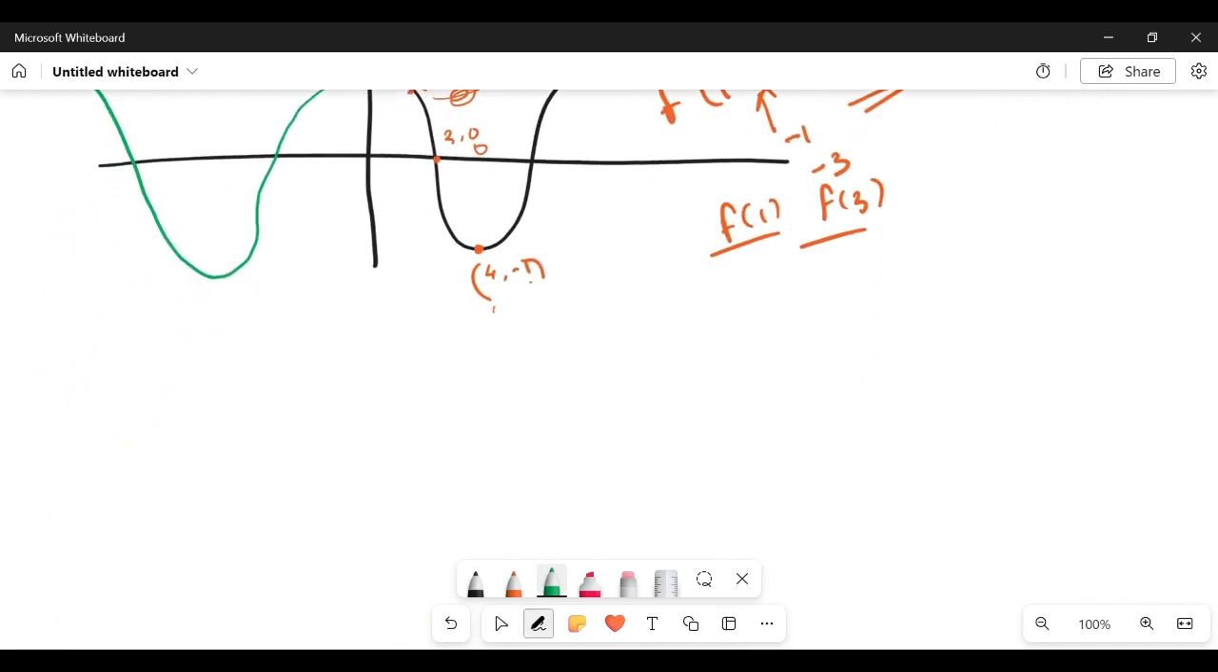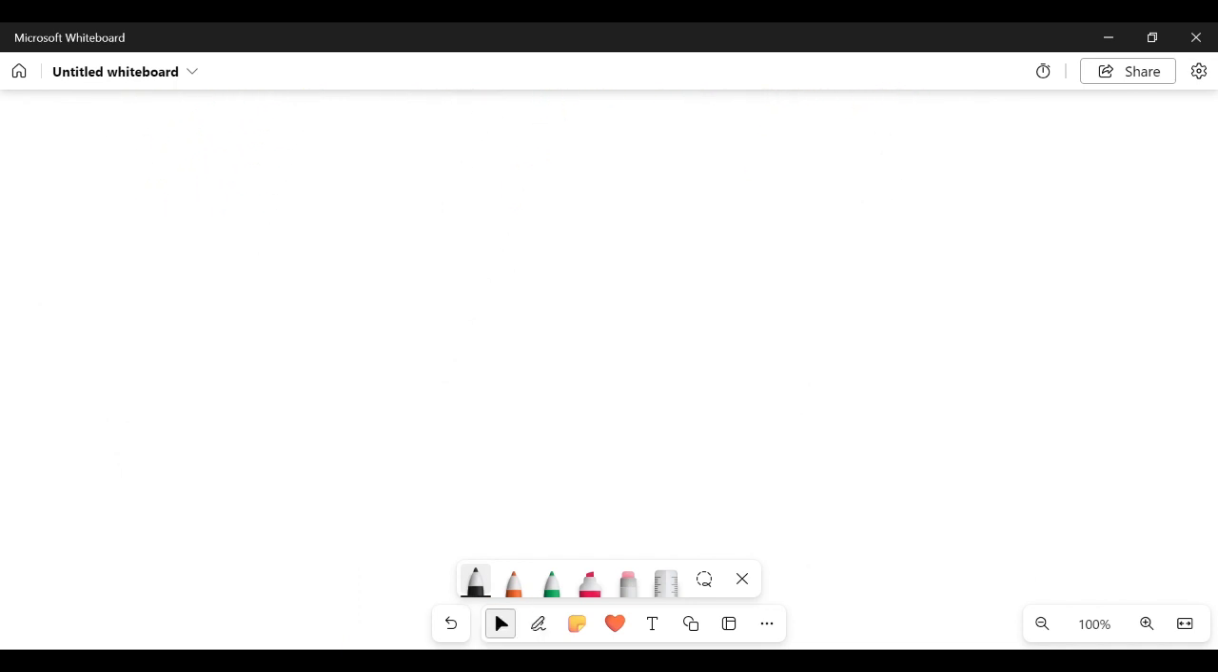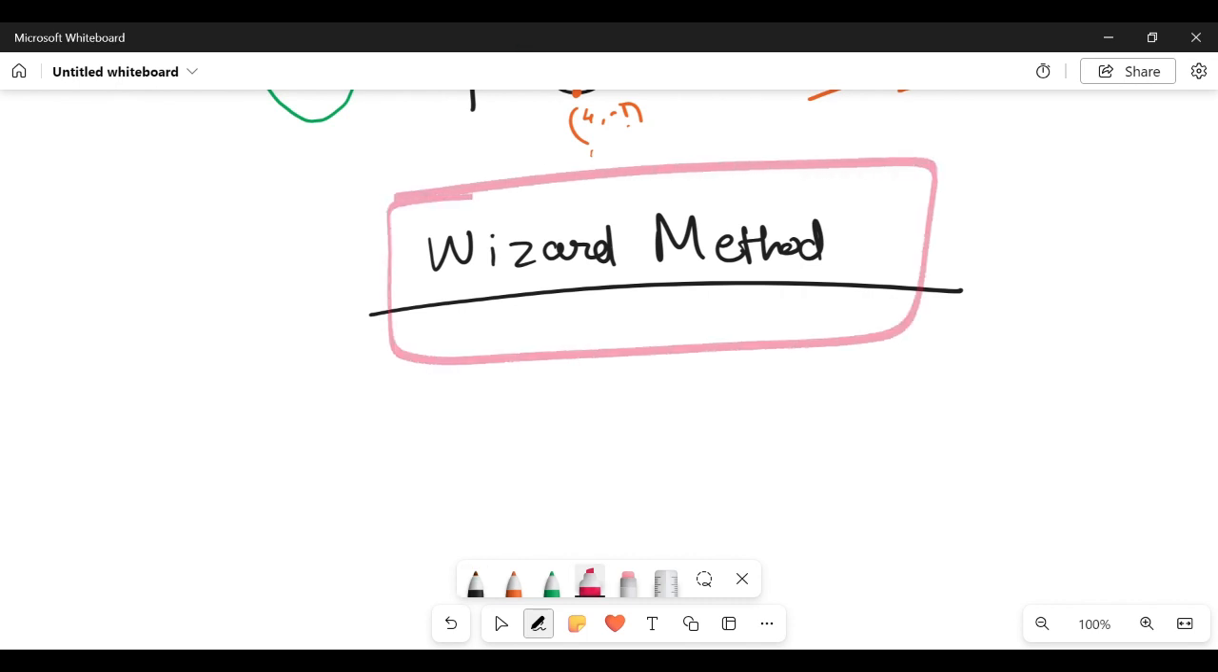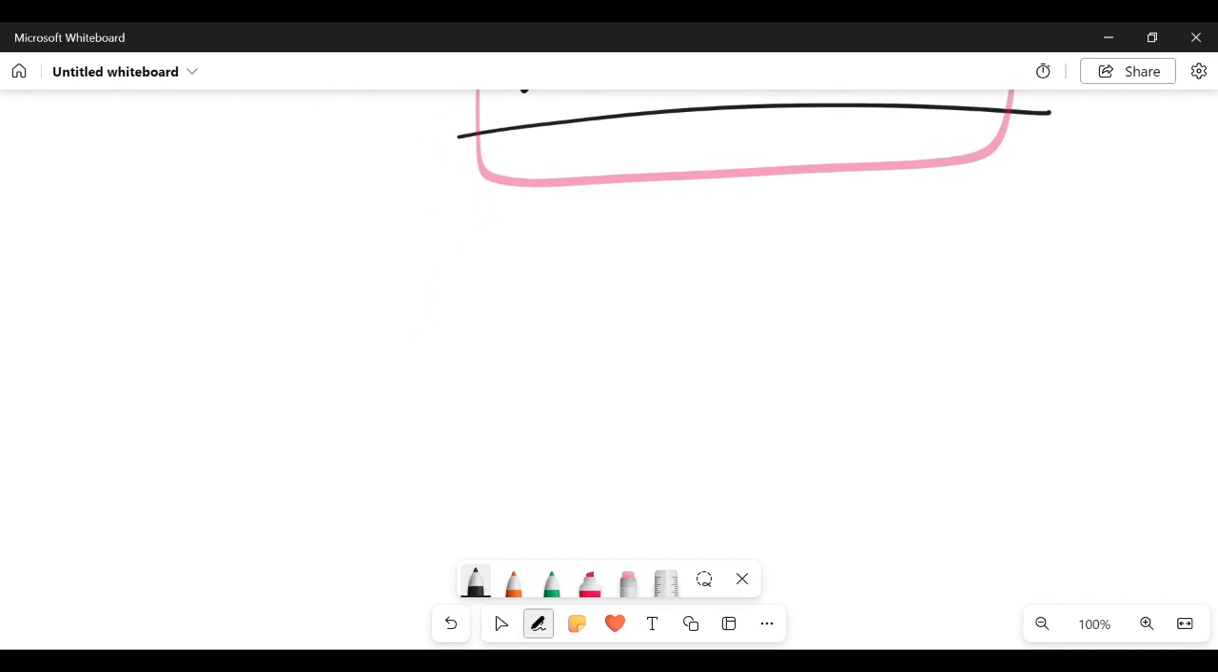Great. Okay, now let me show you the wizard method. How would a math wizard solve it? Wizard method. In fact, I would like to highlight it. You can use it as a trick or a better method to solve a math problem quickly, for problems where the question asks about the number of roots.